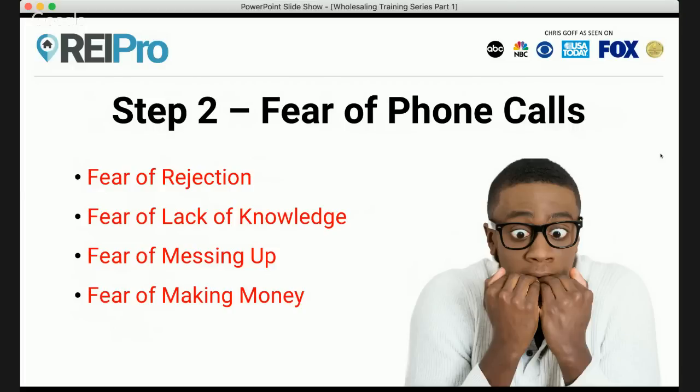So these are the 4 biggest fears that we found. The first is fear of rejection. Look, nobody wants to be rejected, period. Is it going to happen? Yes. Okay. Fear of lack of knowledge. Don't be the person that says, the more you learn, the more you realize you don't know anything, which is actually a sign of intelligence.